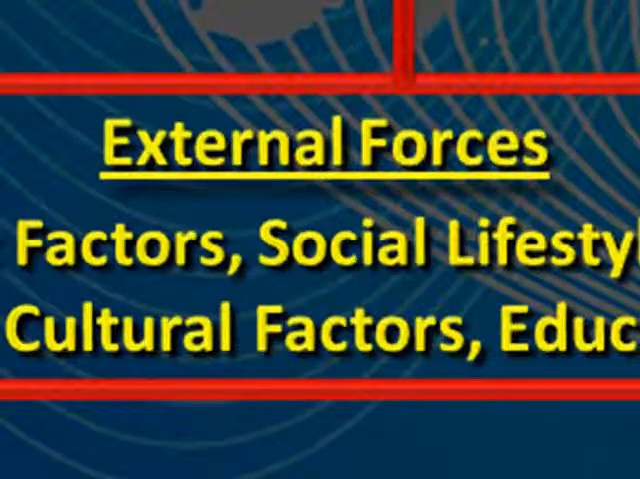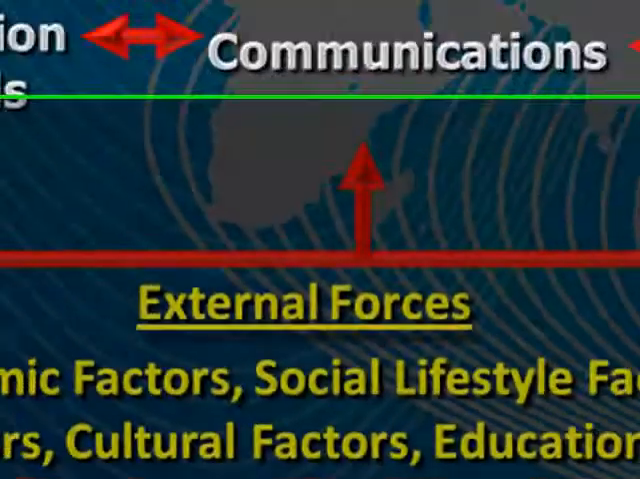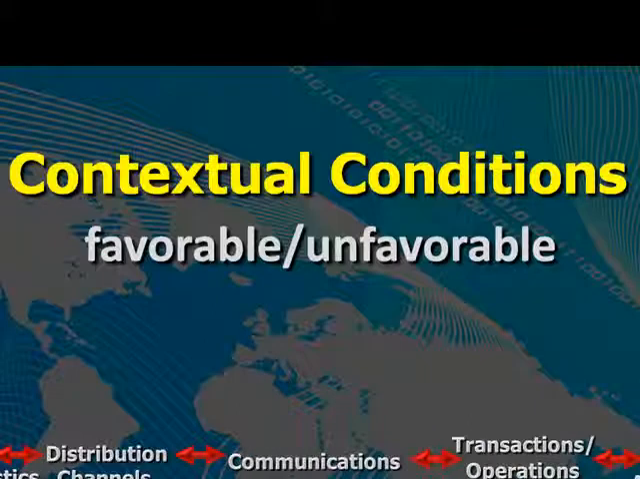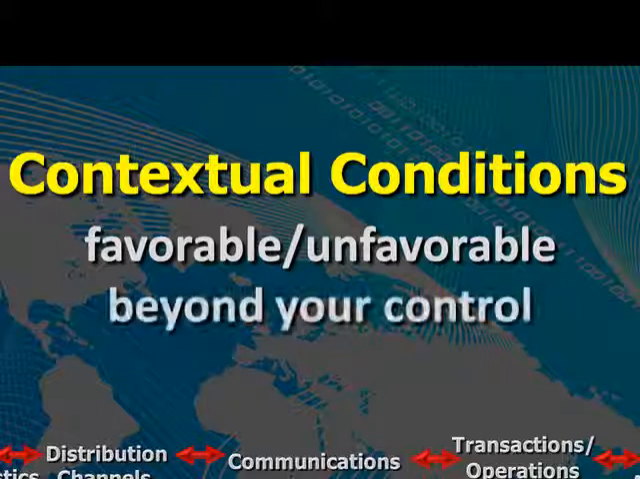It's called external forces. These are the contextual conditions that impact your value chain. Some may be favorable, others may be unfavorable. The likelihood is that all of them will be outside of your control. Even so, it's important to be aware of them. A common practice is to analyze the external forces in conjunction with the market characteristics before deciding on what to do with the value chain.